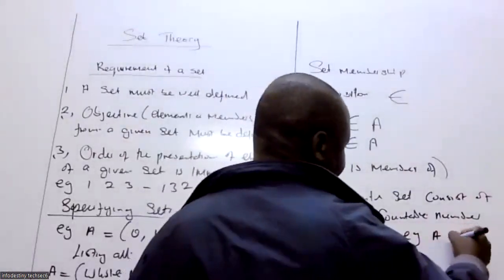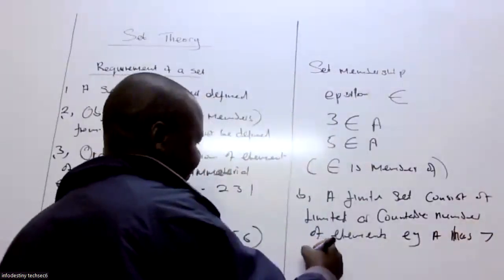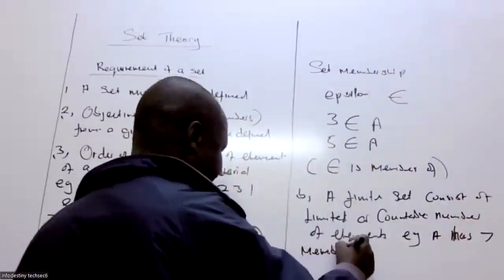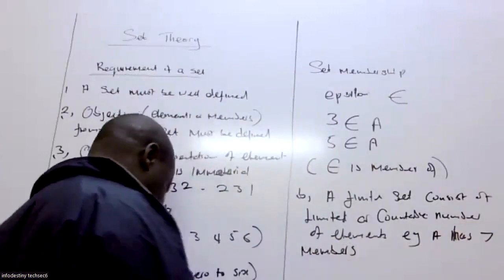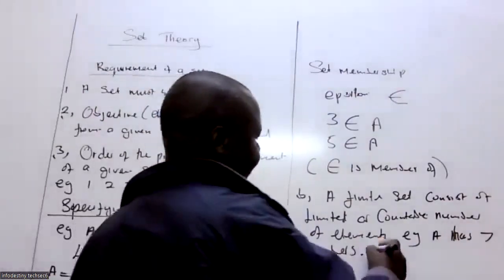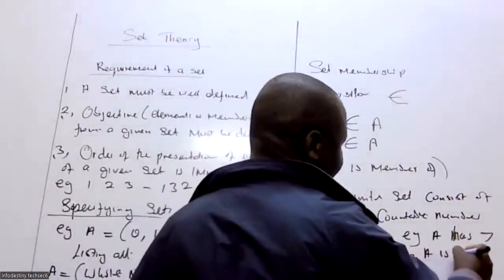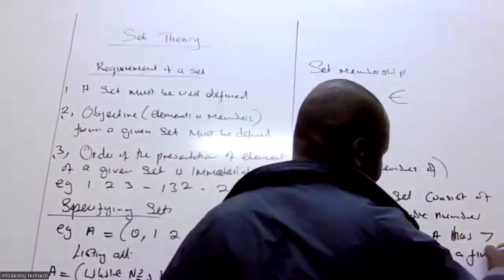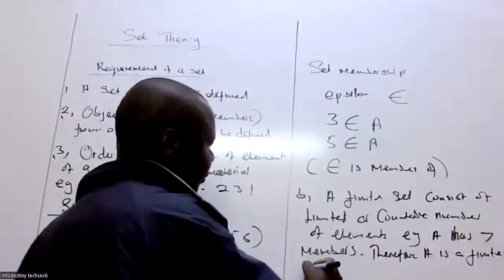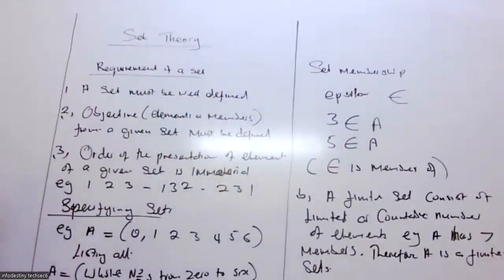A has seven members. Therefore, A is a finite set, because this particular set is countable. You can count the number of members. So A is a finite set.